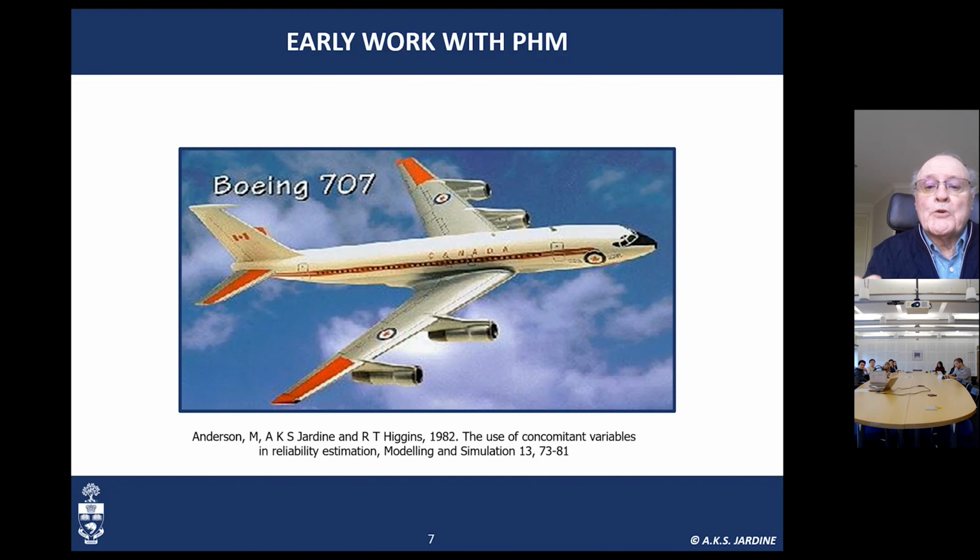My early work with proportional hazard modelling was funded by the Canadian Department of National Defence. And you can see how long ago this was published, 1982. But at that time, I'd been working with a biostatistician who did a PhD at University of California, Los Angeles. And I learned about the technique being used in the medical field to monitor the health of patients under different drug treatments. And I was able to work with her and use this idea of proportional hazard modelling to monitor the health of these engines on the Boeing 707.